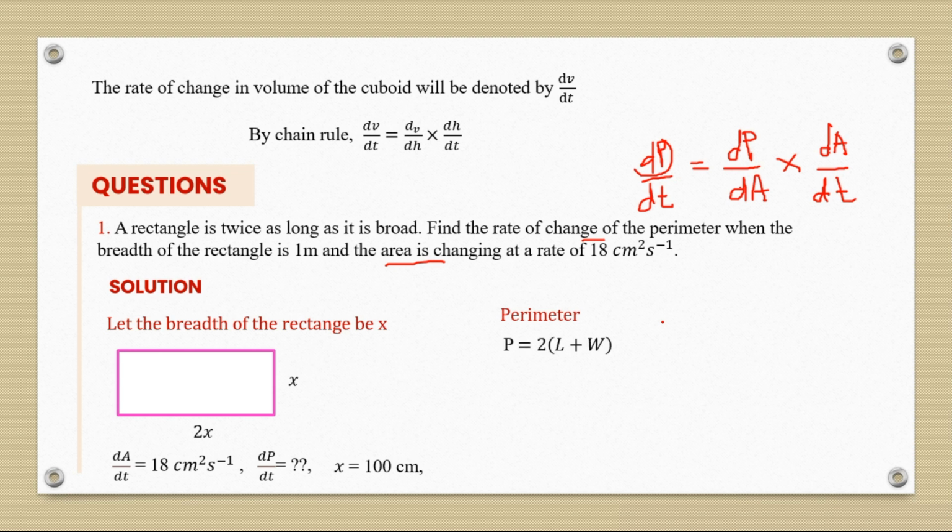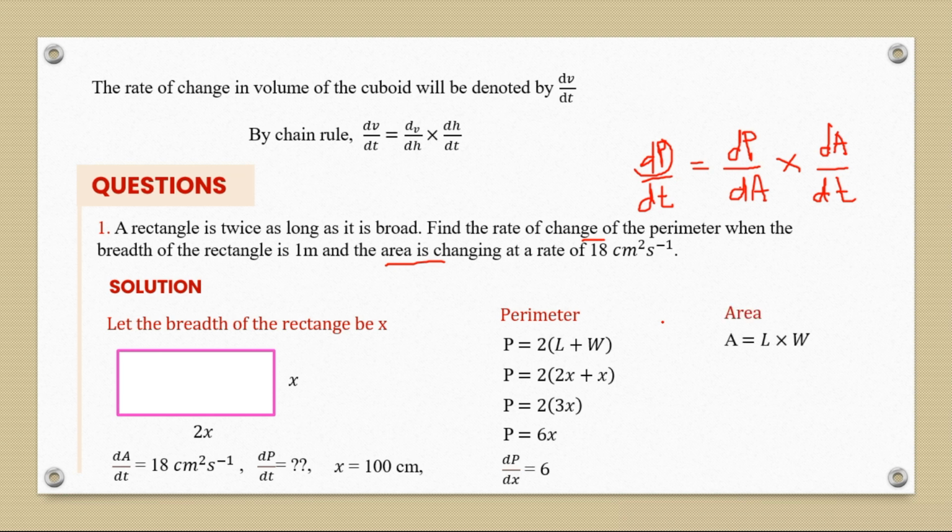So you can say that perimeter is equal to 2 times (length plus width), which is the same as 2 times (2x plus x). Then p is equal to 2 times 3x, so p is equal to 6x. So when I differentiate this, I get dp/dx equal to 6. Alright, so now we have dp/dx. So now let's go and find area.